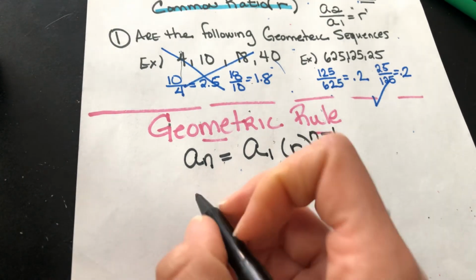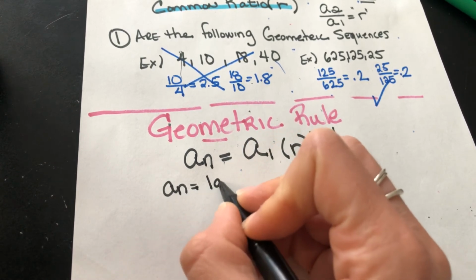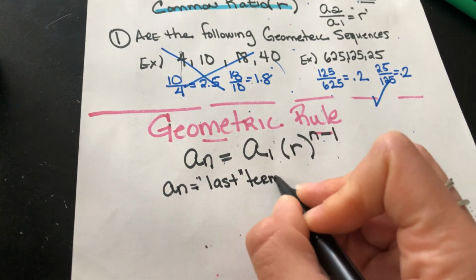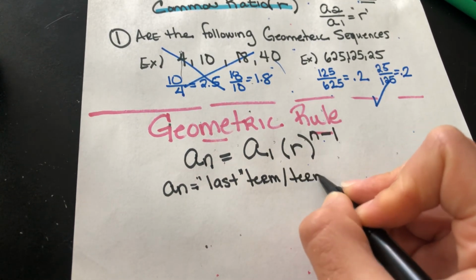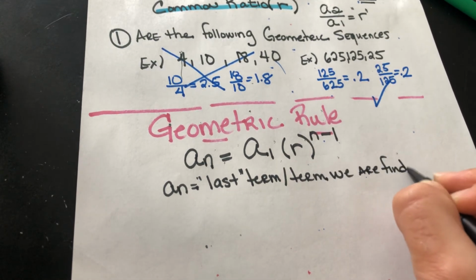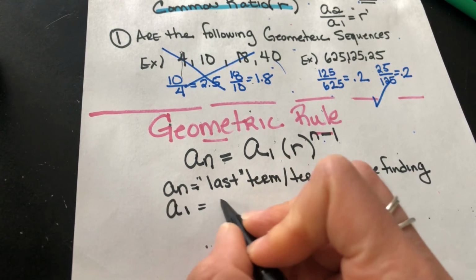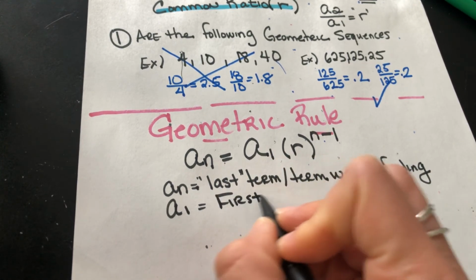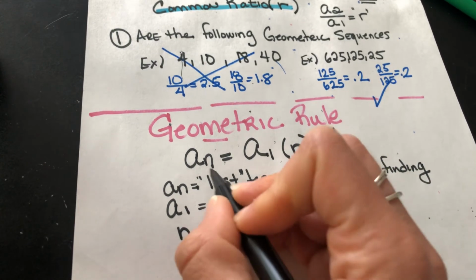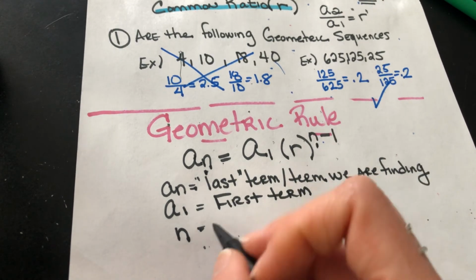All right, let's talk about what each one of these are again. Well, we know what a sub n is. A sub n, again, is what we call our last term, you can say the term we are finding, and so forth. We talked about that one the other day. A sub 1, we all know, again, is our first term. Here is that n again. Remember, this n and this n, they are the same n. Please be aware of that.